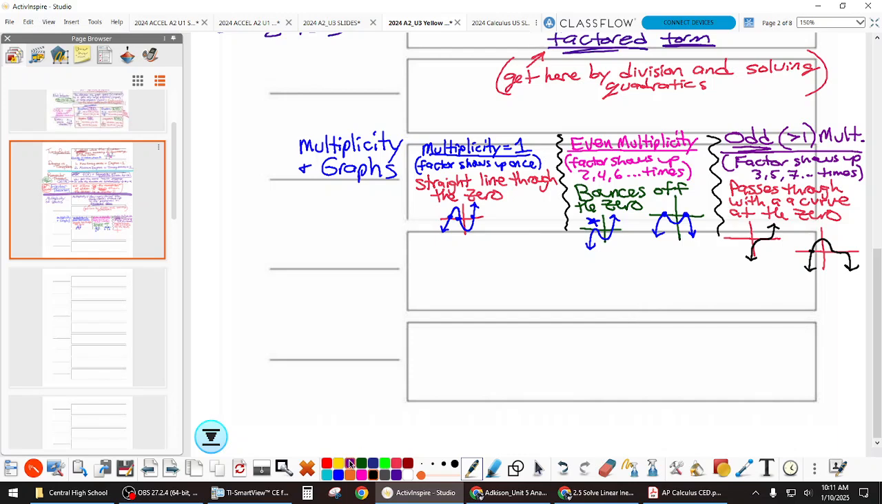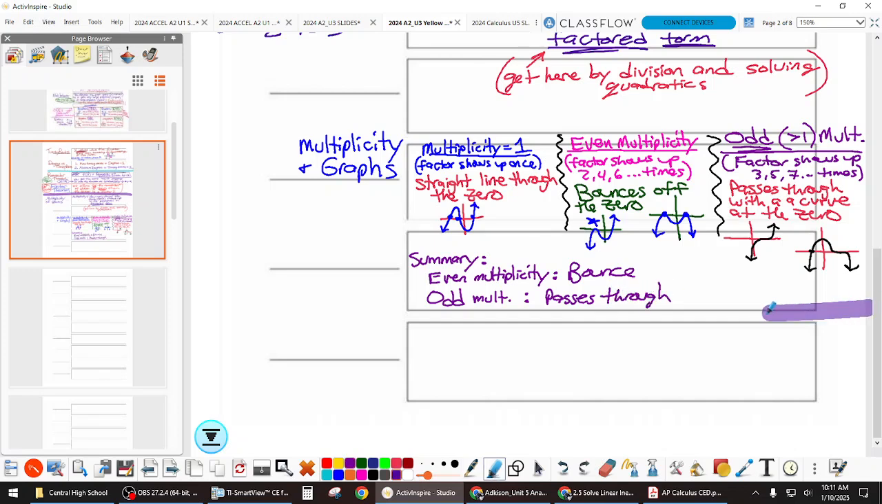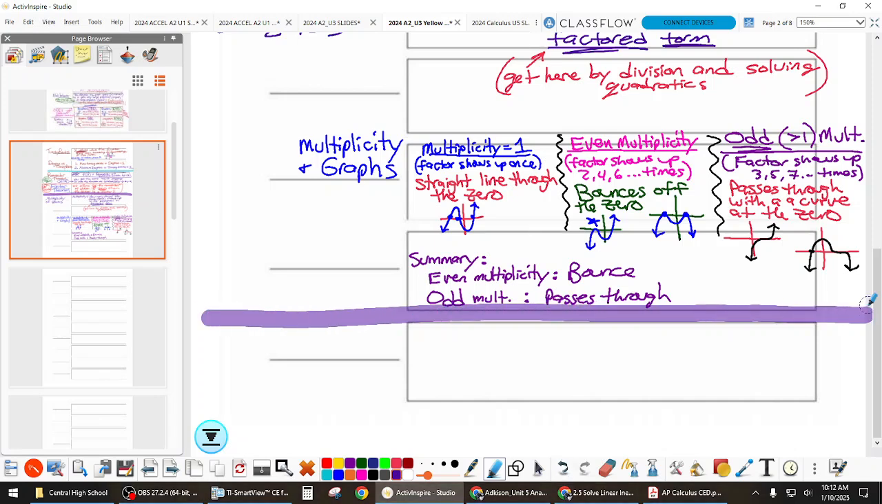Okay. Quick summary. If it's even multiplicity, what does it do? Bounces, right? Odd multiplicity, including 1, passes through. Alright, let's go to that packet. Once you have this written, go ahead and pull that up.